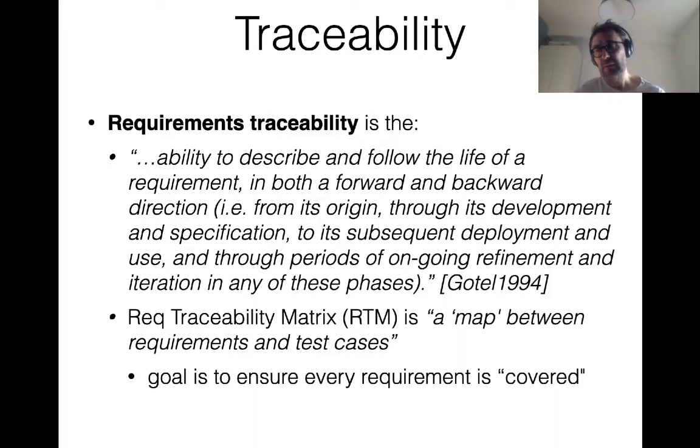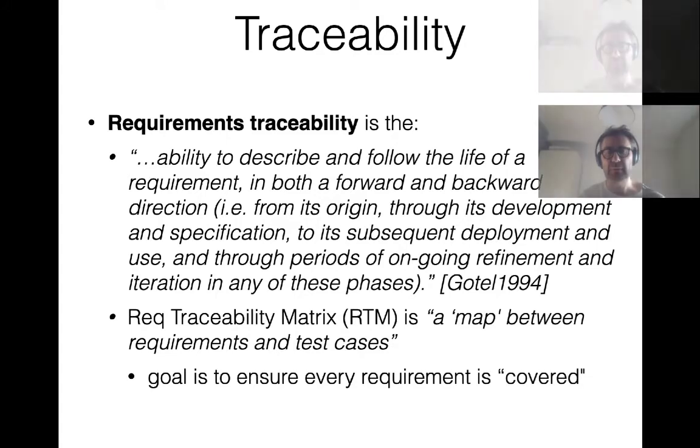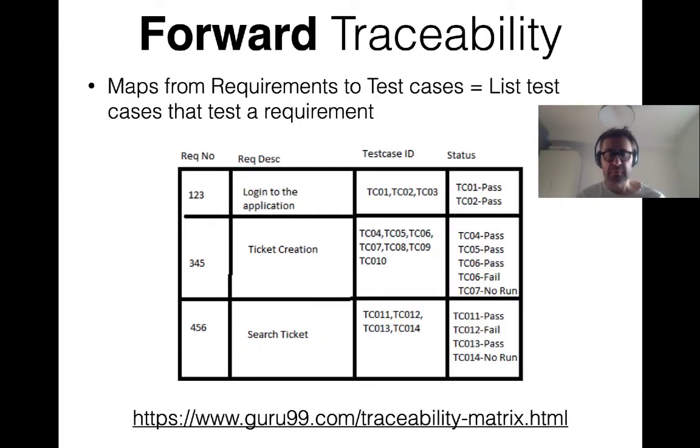The basic goal of the RTM, the traceability matrix, is to ensure that there is testing for each requirement. This is by far the most common goal, and that's how it's going to be used. Forward traceability is the mapping from a requirement to the test cases that test this requirement.